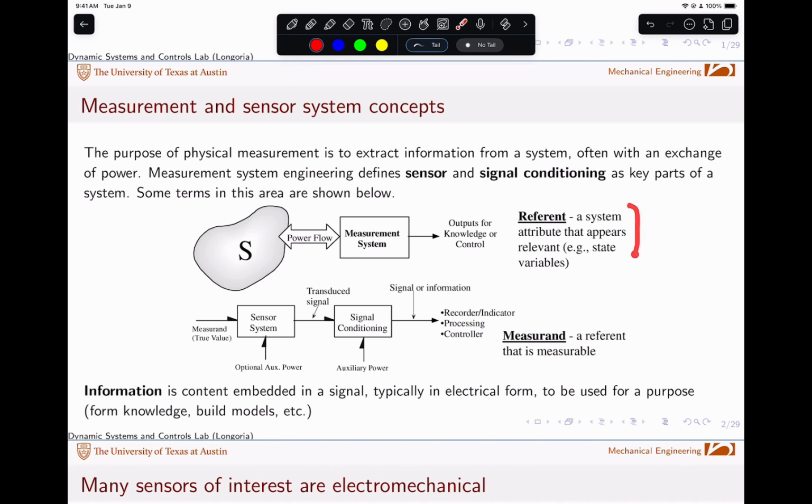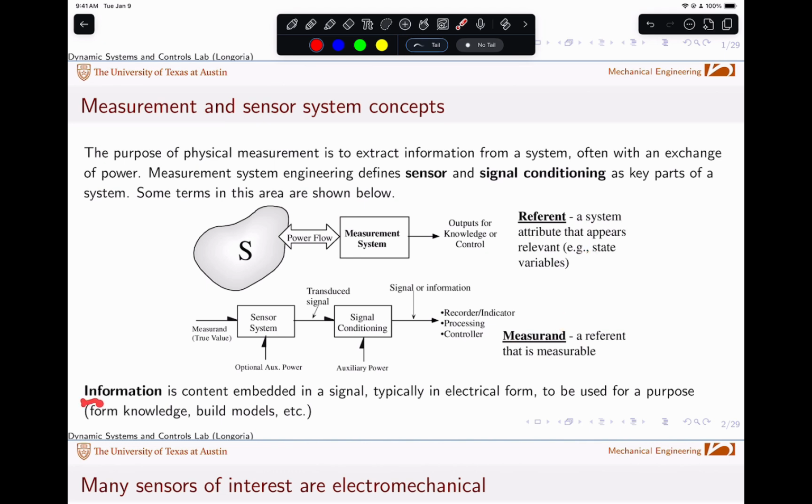A couple of different terms might be of interest to you. Referent usually refers to something in the system itself that you're trying to pick up information on. So it's some kind of attribute that you're interested in. It could be related to a state variable in the context of dynamic systems. A measurand is a specific referent that is also measurable. Not everything that we care to know something about is measurable. So sometimes what we can measure can tell us something about a particular referent.